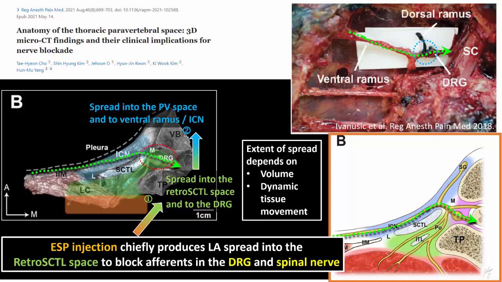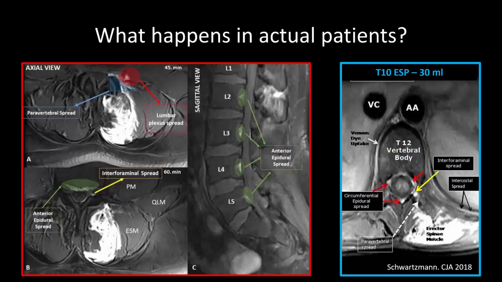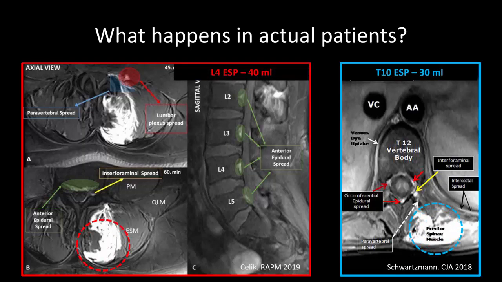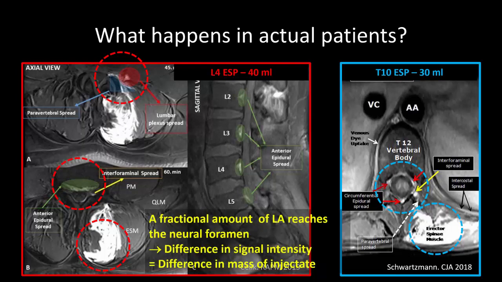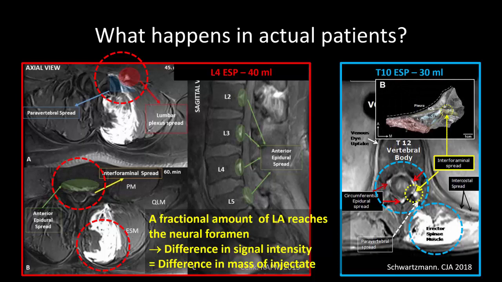This is not just theoretical or based off cadaveric studies alone. We can actually see this when imaging live human patients who receive radiocontrast in ESP injections. While much of the local anesthetic tracks into and stays within the muscle as shown by the density of contrast, a smaller but still significant proportion, as shown by the less intense signal, makes its way into the intervertebral foraminal areas, the area that we now know as the retro-SCTL space. And some of this injectate may even track into the epidural space.